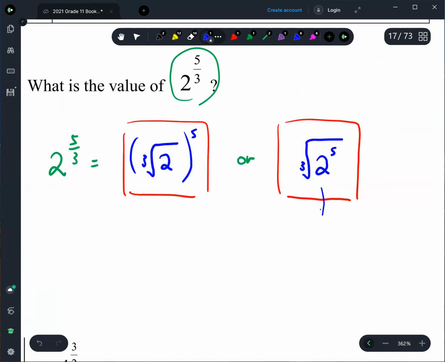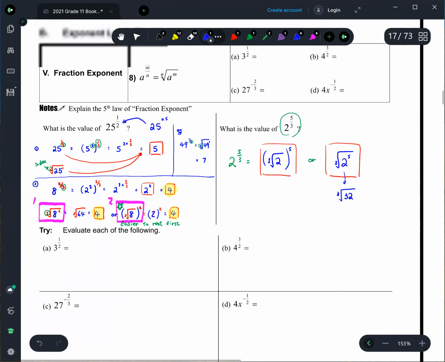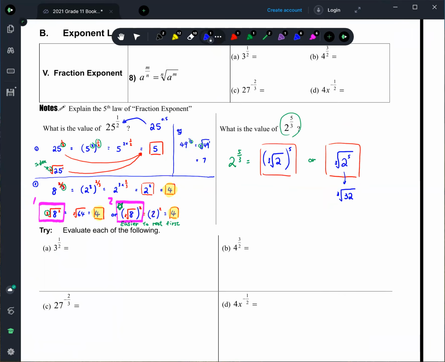For the second way we did here, we could do 2 to the 5. You could write it as 2 to the 5 is 32, I think. So they're all the same. These three expressions all equal each other. So we just go as far as we can. If we can evaluate, then we do that.